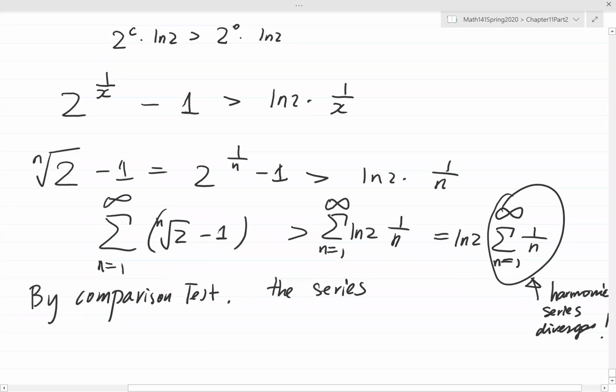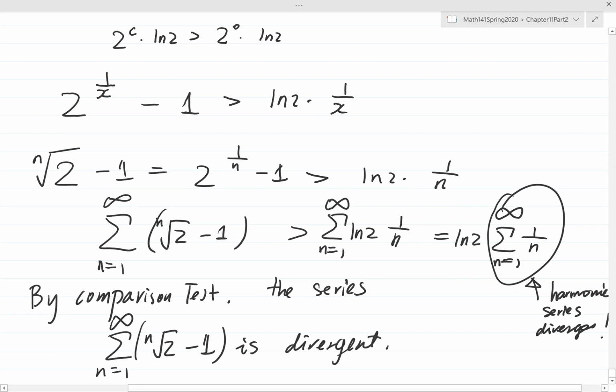So by comparison test, the given series is bigger than the harmonic series, okay? The series is divergent. Okay, then we are done for this series.